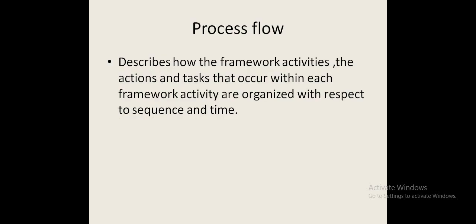Now, one more term is associated with the software process model, that is process flow. Process flow describes how the framework activities, and the actions and tasks that occur within each framework activity, are organized with respect to sequence and time. So it shows a connection between different framework activities, how they are connected or related with each other. That is what is represented using process flow.